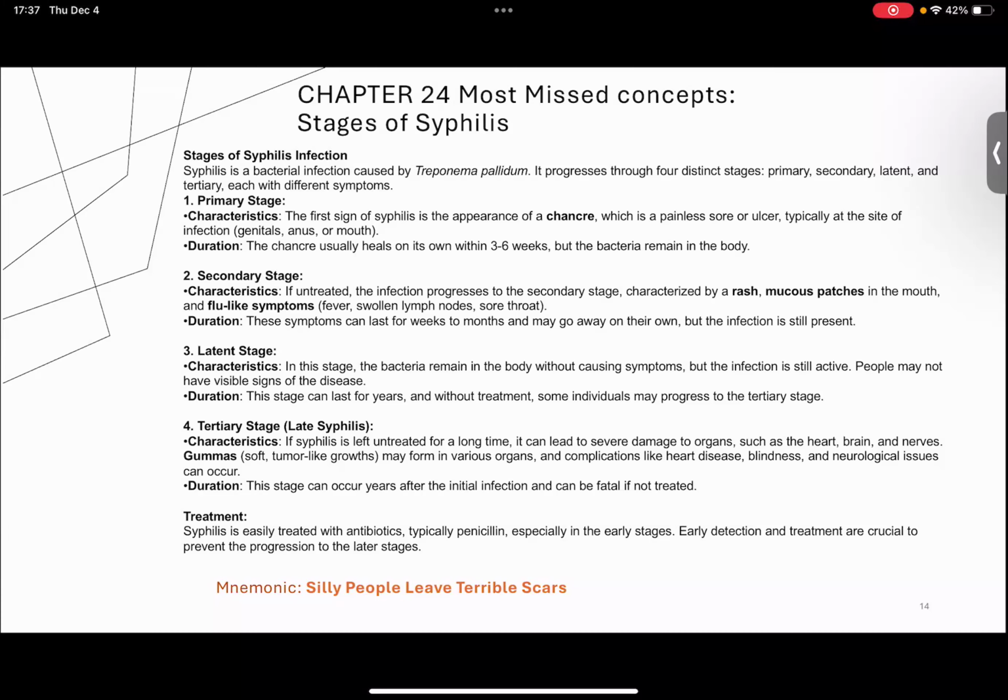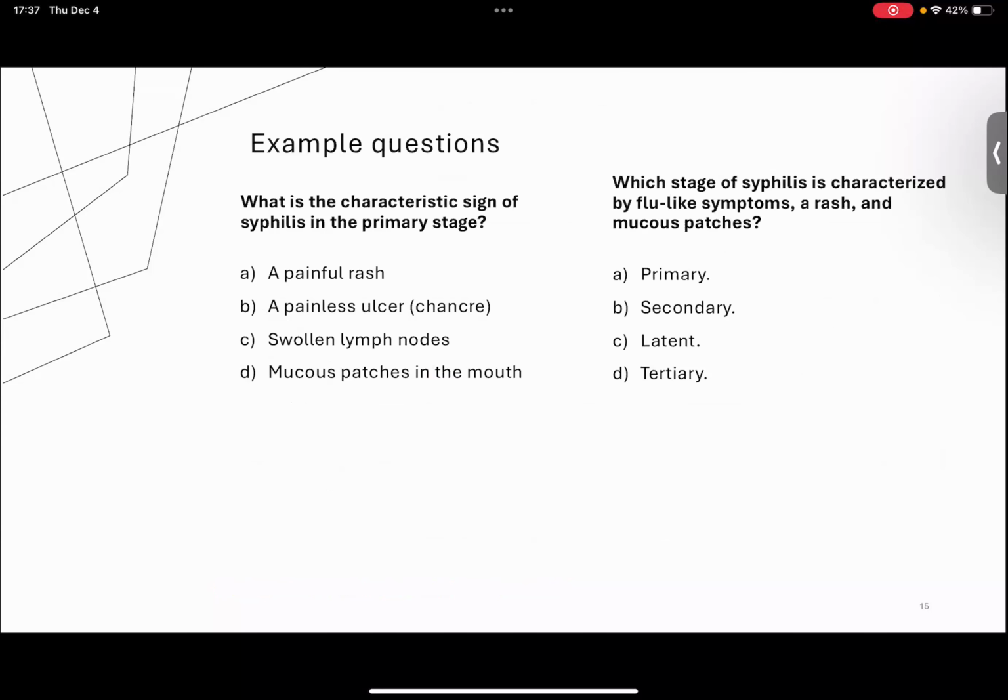In the tertiary stage, we will have damage to the organs. Here's where we start to see the development of gummas, which are tumor-like growths that eat away at the tissue, often the skin, the fascia, the musculature underneath. We can start having damage to internal organs and neurological issues that can lead to blindness and dementia. It can be fatal if left untreated. The best treatment for syphilis is penicillin, intramuscularly delivered. Better earlier on, because once damage is done, it can be lasting damage.